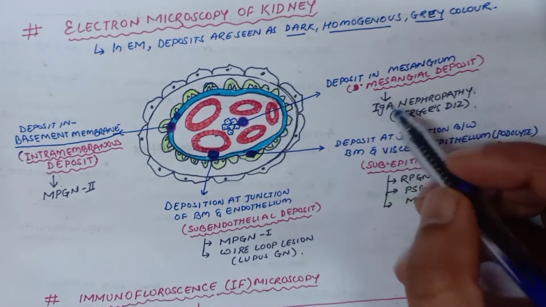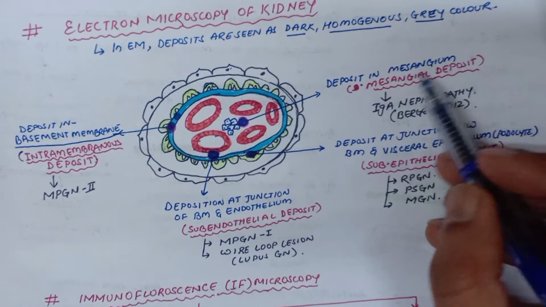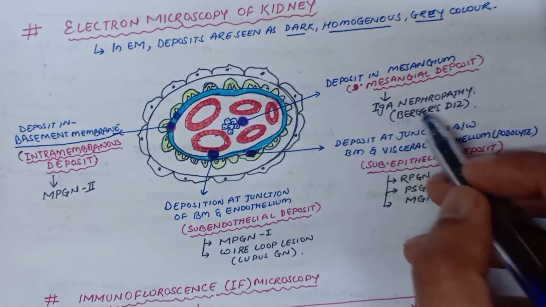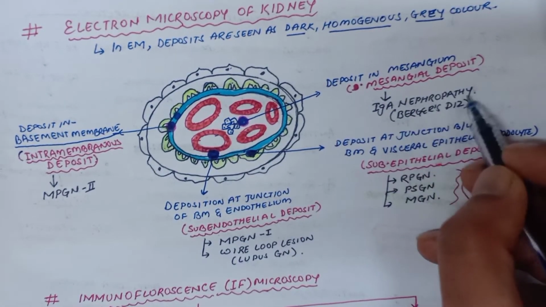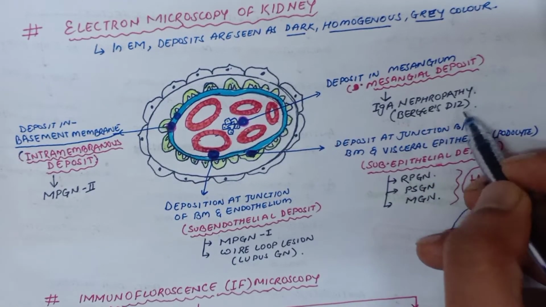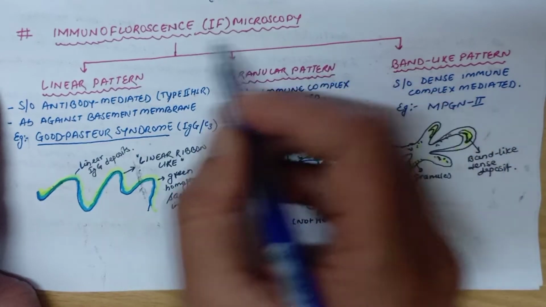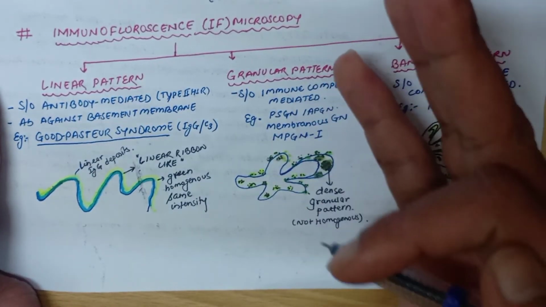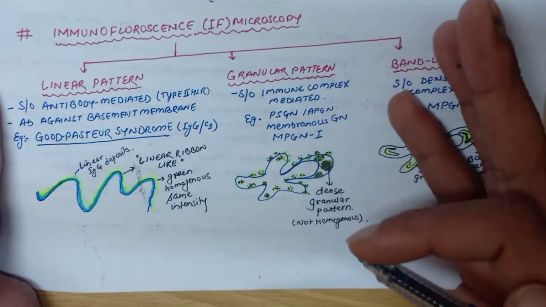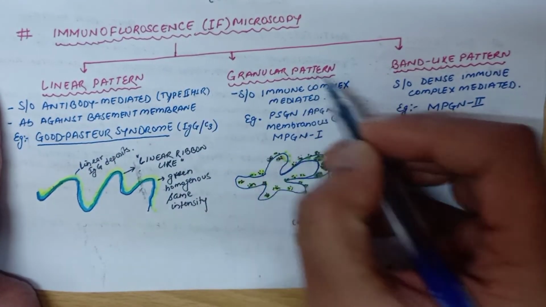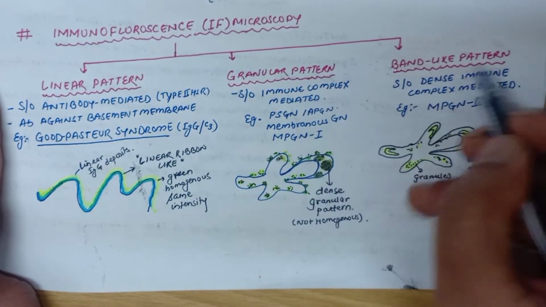Now there are deposits in the mesangium, which is known as mesangial deposit, and it is seen in IgA nephropathy or Berger's disease. Coming to immunofluorescence microscopy, we can see three types of pattern. One is linear pattern, granular pattern, and band-like pattern.